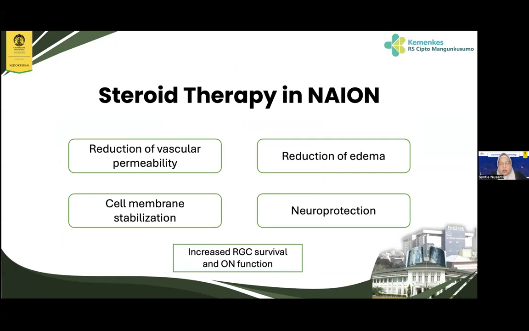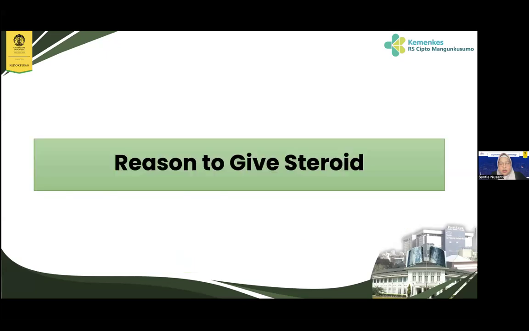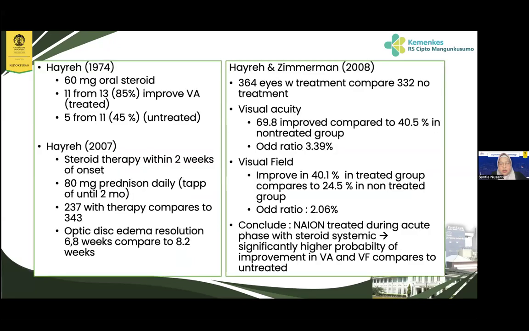They said that steroid can reduce vascular permeability, reduce edema, stabilize the cell membrane, give neuroprotection, and increase retinal ganglion cell survival and optic nerve function. So the reason to give steroid to these patients with NAION is that several studies said 60 milligrams of oral steroid can improve the visual acuity.